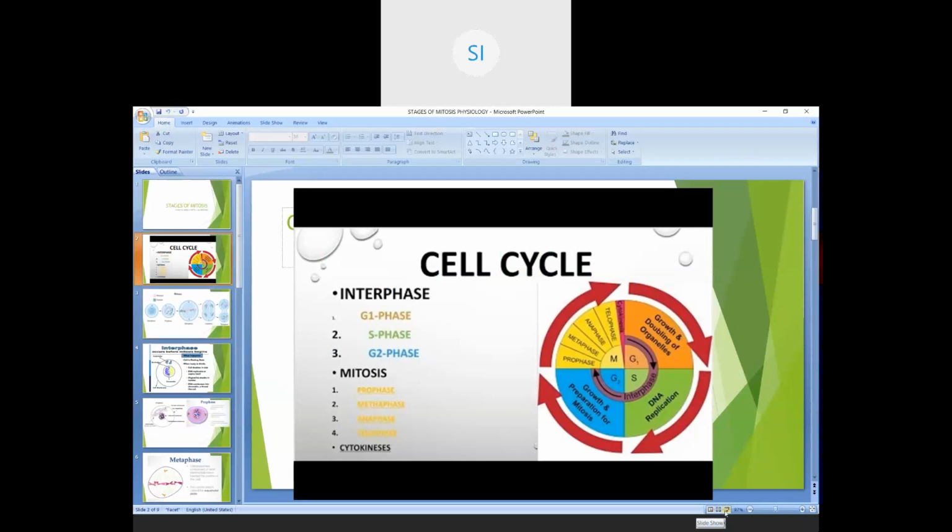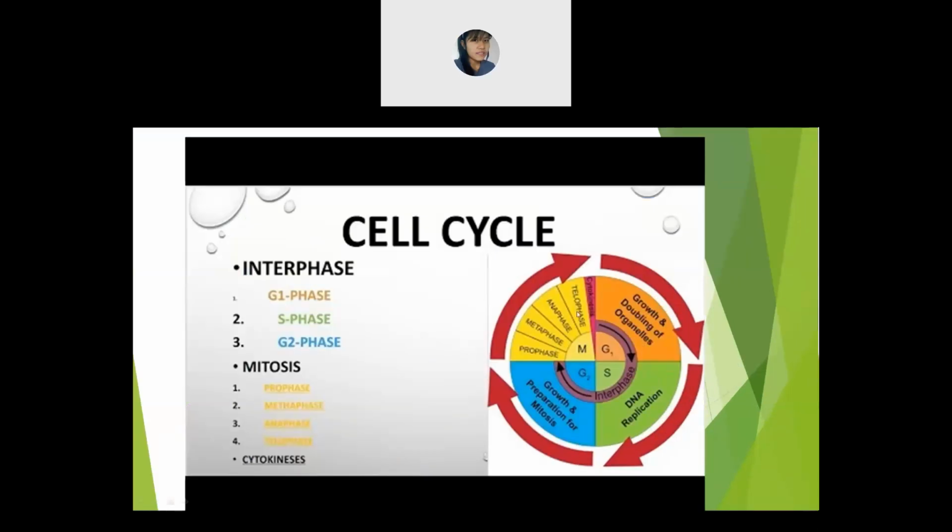So can you see it? Cell cycle, everyone? Yes, ma'am. So in this cell cycle, you will be getting first is the interphase. Interphase also known as the resting phase. Matlab, they will rest.